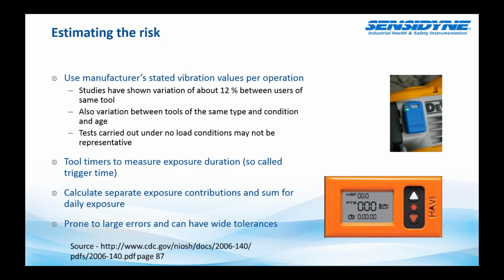Also, the age of the tool and condition of the tool obviously is something which causes different readings, different exposures to be experienced. And when a manufacturer makes a test measurement of something like a chainsaw, they're going to do it under standard conditions. The standard conditions are typically with no loading. It's not cutting anything, it's just vibrating, and the user is holding it.